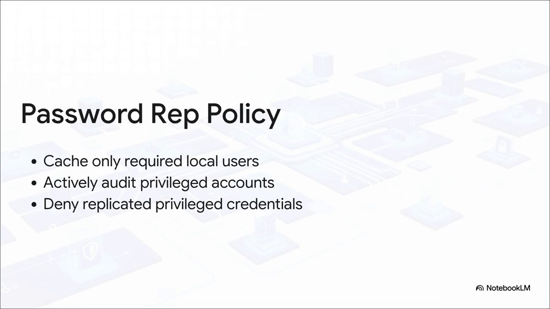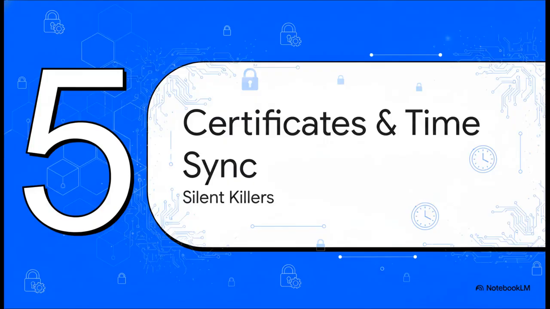But to make that RODC architecture actually work securely, you have to nail your password replication policy. The best practices here are really strict. First, you only cache the required local users for that specific branch. Second, you actively audit privileged accounts to see who is trying to access what. And most importantly, you strictly deny all replicated privileged credentials. You've got to ensure that enterprise admin credentials are never, ever left sitting around on a server in a branch office.